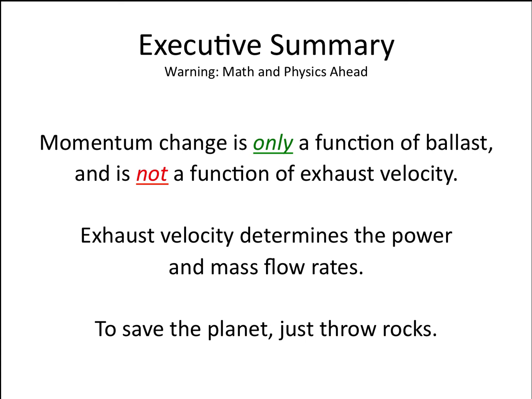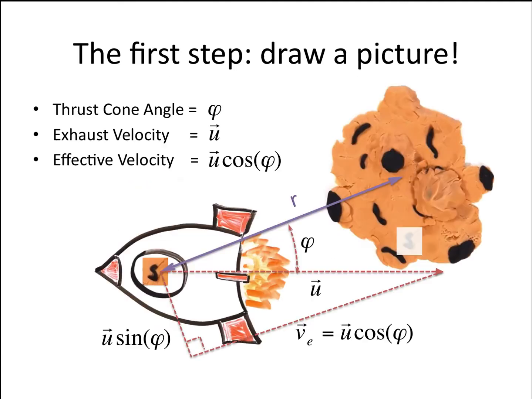That determines the power that you use and the amount of mass that you throw, but in the case of a gravity tug, it does not determine how much delta V you're going to give to the asteroid. The lesson at the end of this whole thing is that to save the planet, we just need to throw rocks. Okay, so to explain this, first we're going to draw a picture.